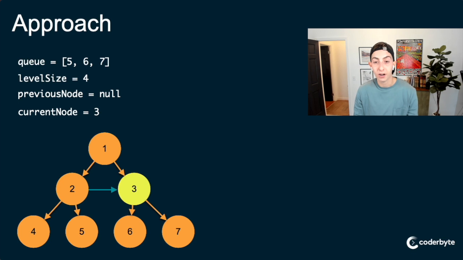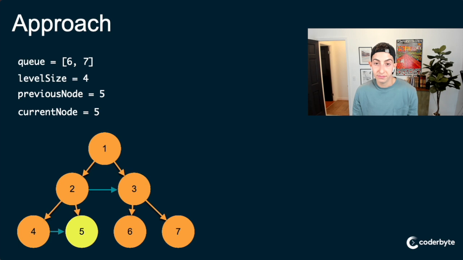So now we have 4. Our new current node is 4. We have no previous node, so we continue, and 4 also has no children, so there's nothing to push to the queue. We also set our previous node equal to our current node, which is 4, and we iterate again. We shift 5 off of our queue. 5 is our new current node, and we do have a previous node. So now we set our 4 .next equal to our current node, which is 5. There we go, and we move on.